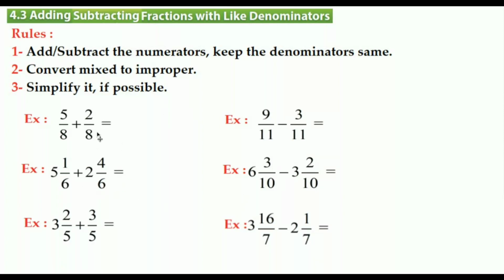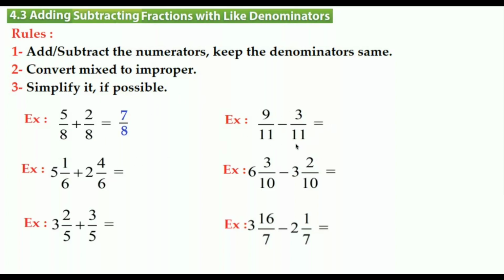Let's start with the first, 5 over 8 plus 2 over 8. Everybody, you just have addition of the numerators. 5 plus 2 is equal to 7. 8 stays the same. Let's see, 7 over 8.